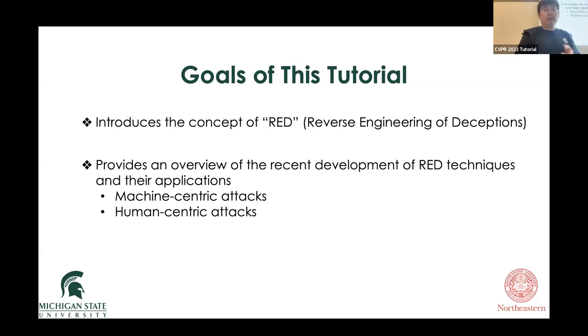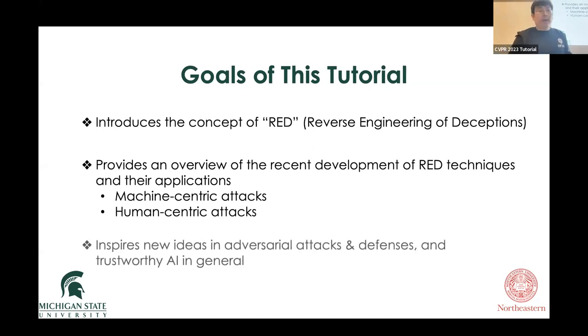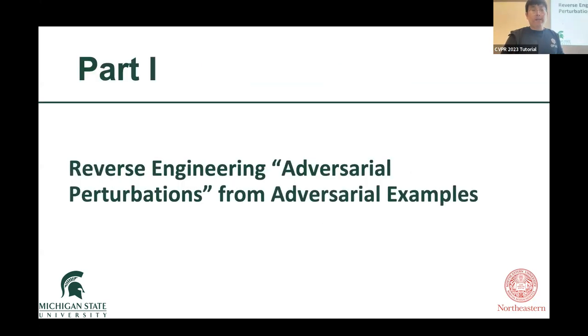One aspect is machine-centric attacks. You can think about it as adversarial attacks plus backdoor attacks. And the second is the human-centric attacks. You can think about it as generative models, generative modeling, and so on and so forth. And the third thing is that hopefully from this tutorial, we can inspire some new ideas in adversarial attack and defense technologies, as well as trustworthy AI in general. Next, I will pass this tutorial to my colleague, Xueling, and she will talk about reverse engineering of adversarial perturbations.